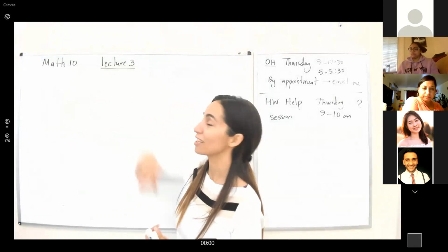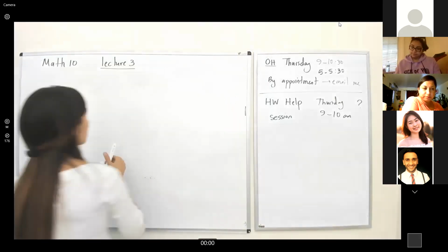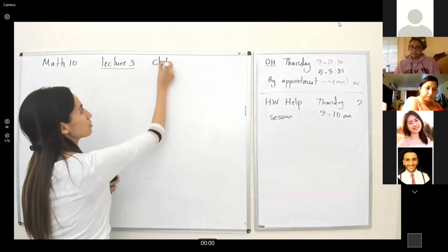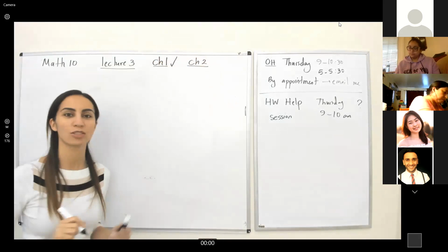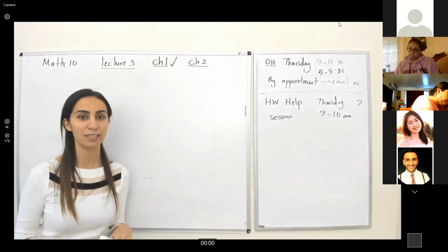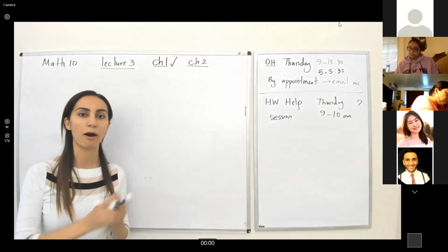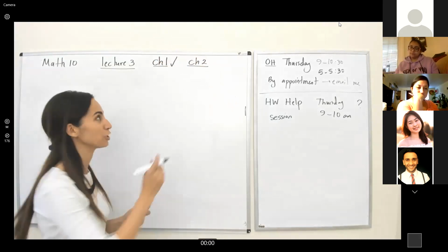We are on lecture 3. We're done with chapter 1. Chapter 1 is done. We are on chapter 2. So you can find the notes on Canvas. We're going to start from the very first page, page 1.